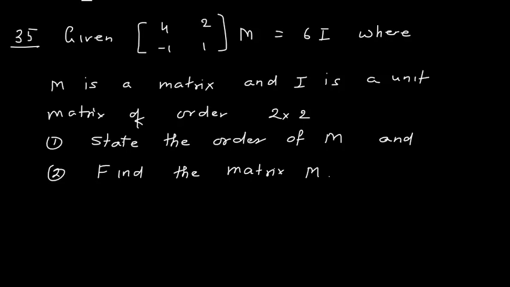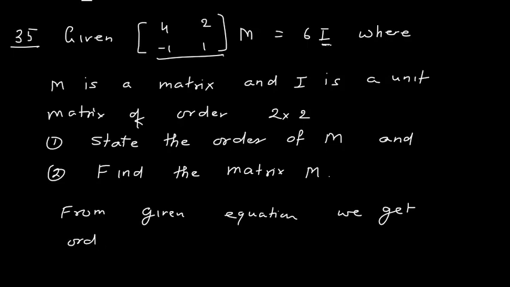So the order of M: as this I is of order 2 by 2 and this is also 2 by 2, from the given equation we get that the order of M is 2 by 2. Now we have to find the value of M.